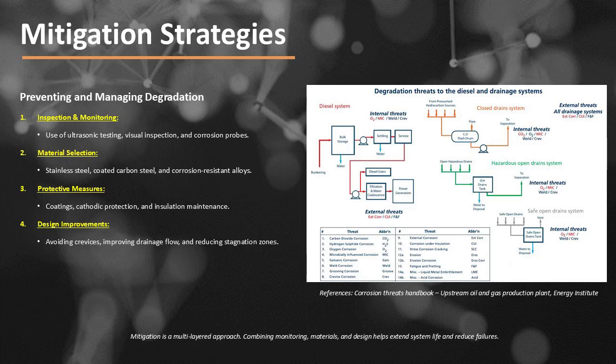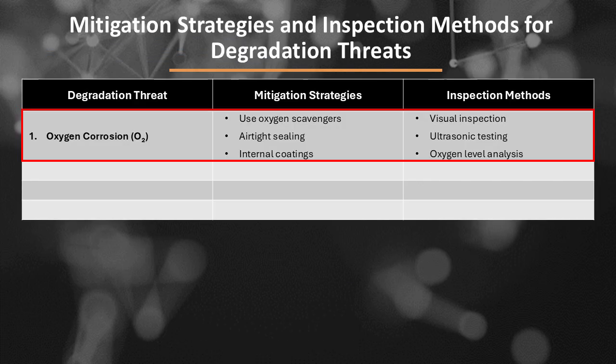Number 2 is, material selection, stainless steel, coated carbon steel, and corrosion-resistant alloys. Number 3 is, protective measures, coatings, cathodic protection, and insulation maintenance. Number 4 is, design improvements, avoiding crevices, improving drainage flow, and reducing stagnation zones. Mitigation strategies and inspection methods for degradation threats.